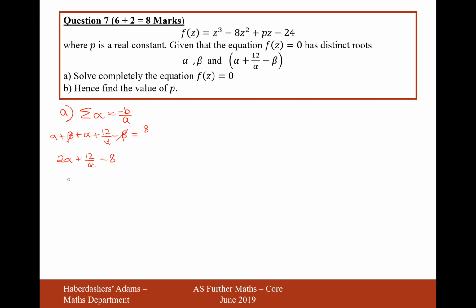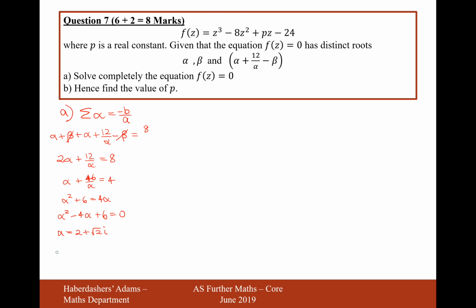We could divide by 2 here, so alpha plus 6 over alpha equals 4. Let's now times by alpha, so it will be alpha squared plus 6 equals 4 alpha. Let's now move the alpha onto the other side. You get alpha squared minus 4 alpha plus 6 equals 0. Let's now go ahead and solve this in the polynomial equation solver, and we get 2 plus root 2 i. So alpha equals 2 plus root 2 i.